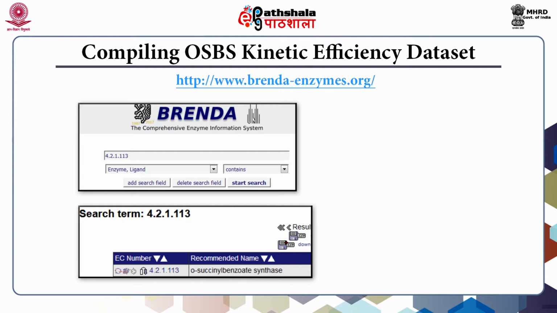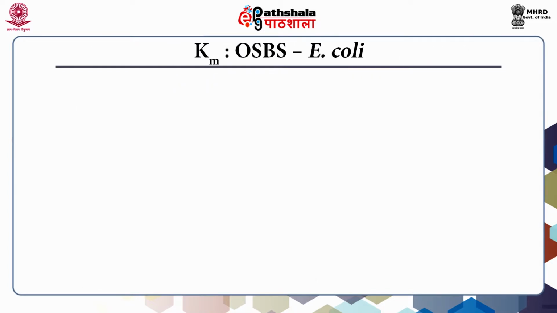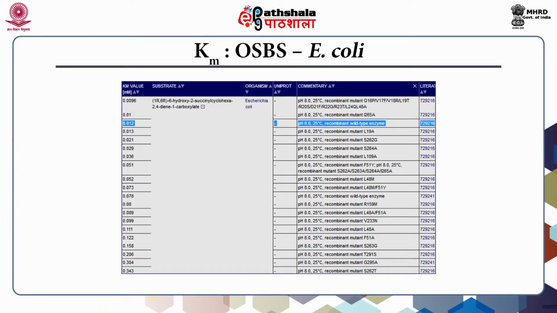The EC number 4.2.1.113 is the required enzyme and is returned. Therefore, click this enzyme EC number and in the subsequent page, limit your search to E. coli and expand its functional parameters. Km data from E. coli reveals that there are several mutations which result in both increase and decrease in Km value. That is, the affinity of the substrate for OSBS is increased or decreased by these mutations.